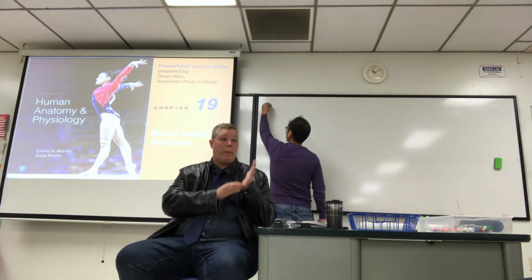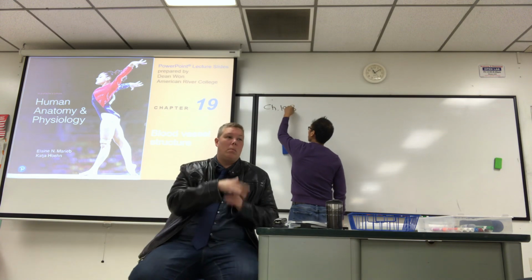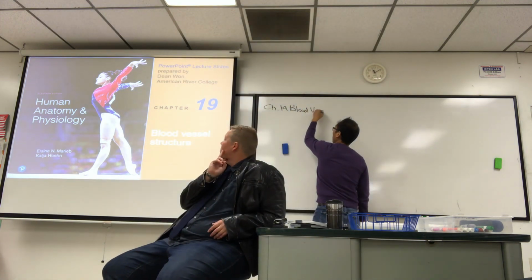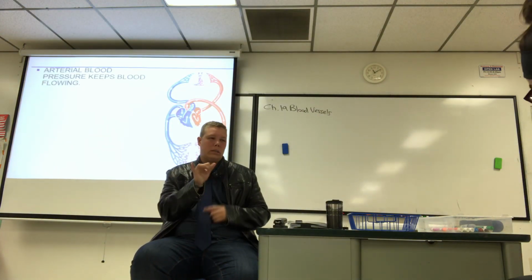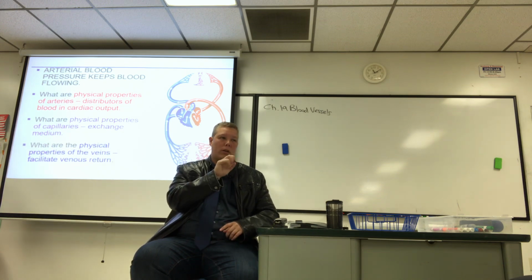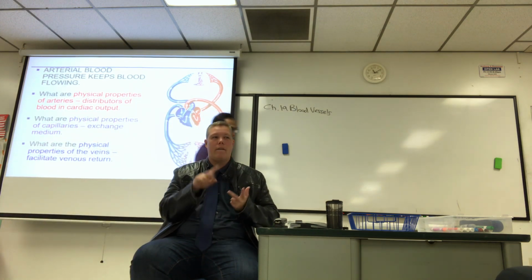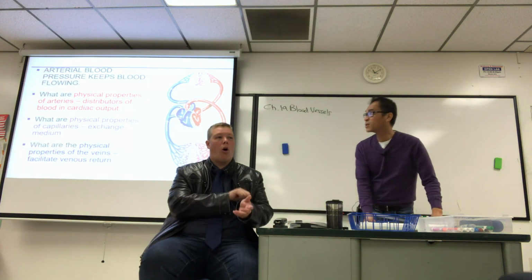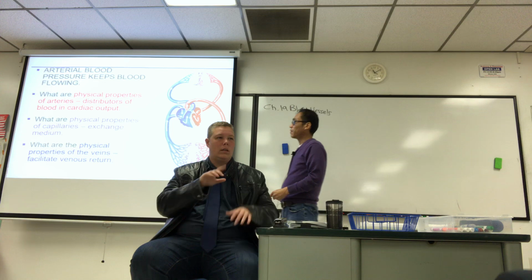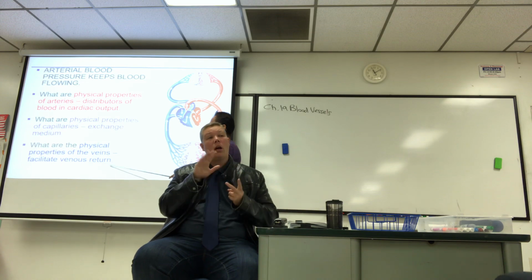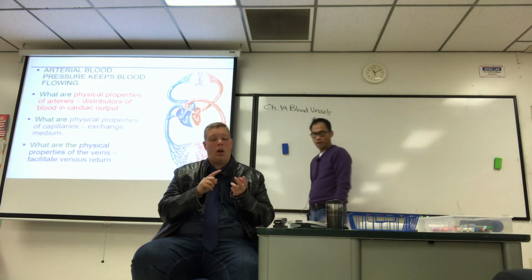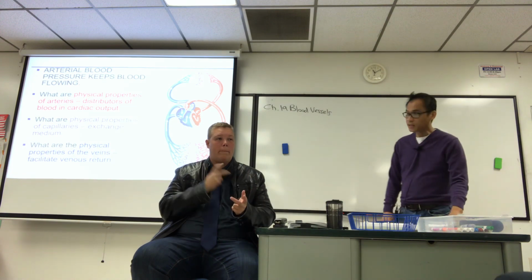New chapter, chapter 19, blood vessels. We've been talking about blood vessels since we talked about the heart, because a lot of the great vessels attached to the heart are the same vessels we talked about here: arteries, capillaries, and veins. The arteries are the distributors. We'll talk about the physical properties of them. The capillaries are an exchange medium, and the veins return blood to the heart. So nothing new there.